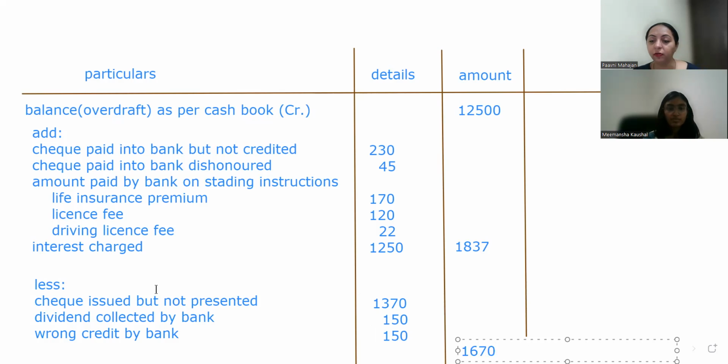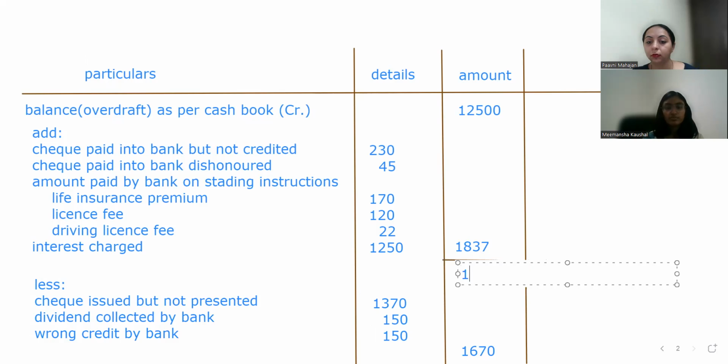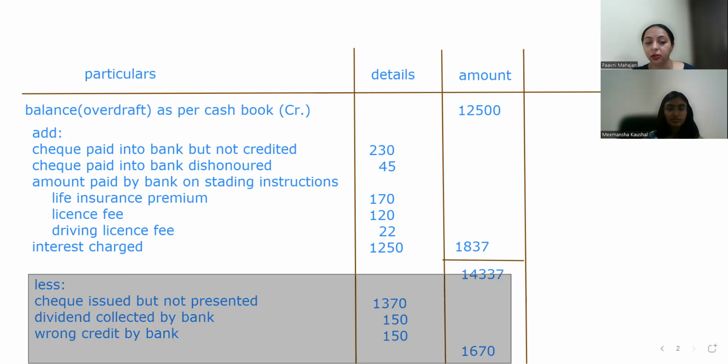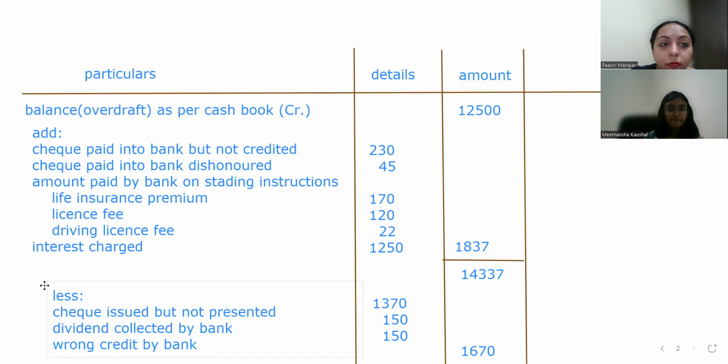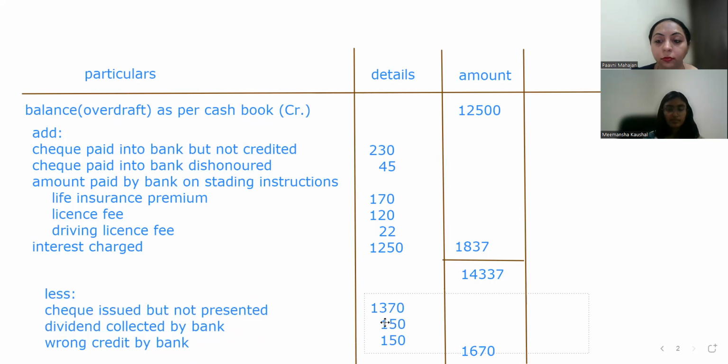After this 1837, put a line. You have to add 12,500 and 1837, which comes to 14,337. And now you deduct 12,667. Bring the 1670 a little up. 12,667. So that is the overdraft balance again.